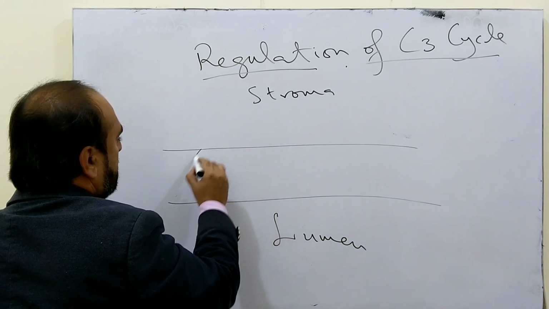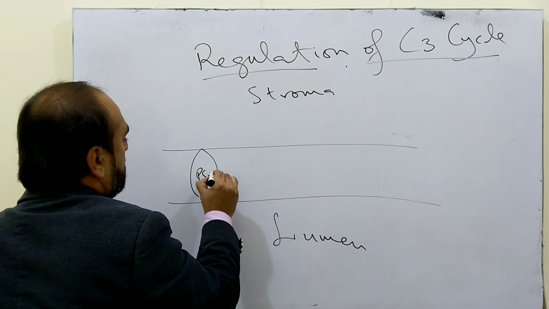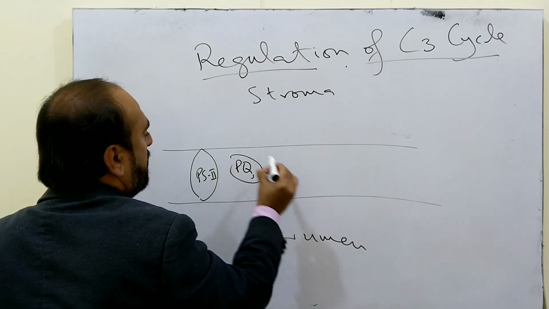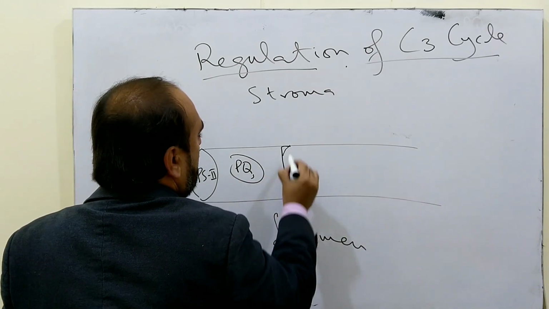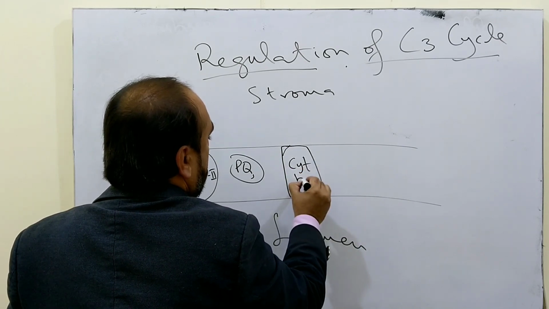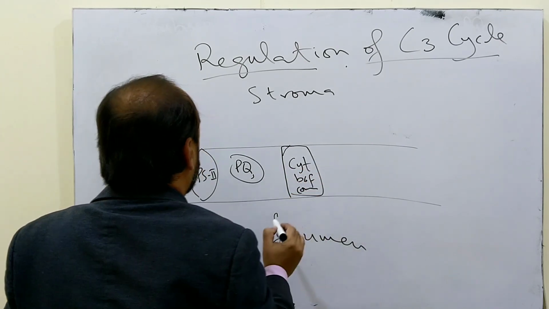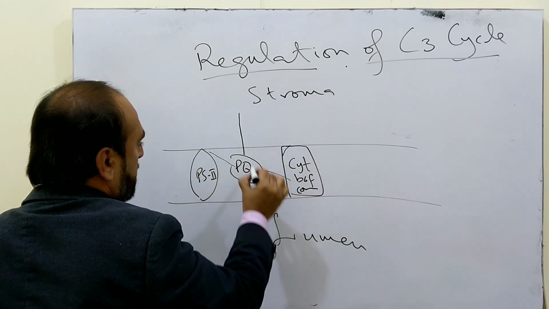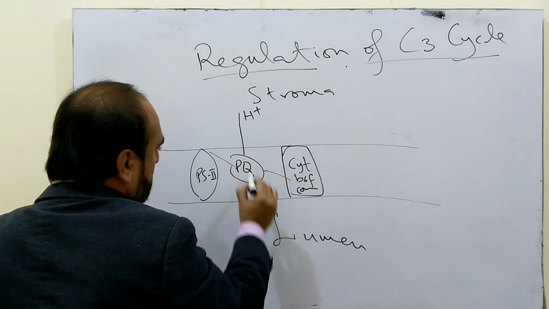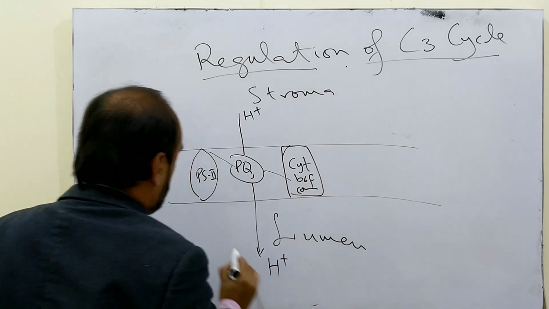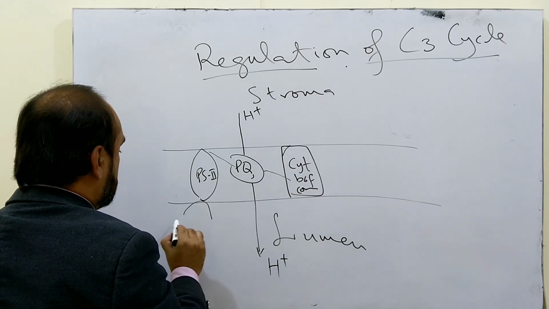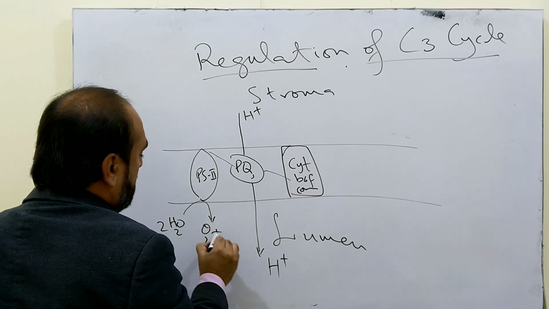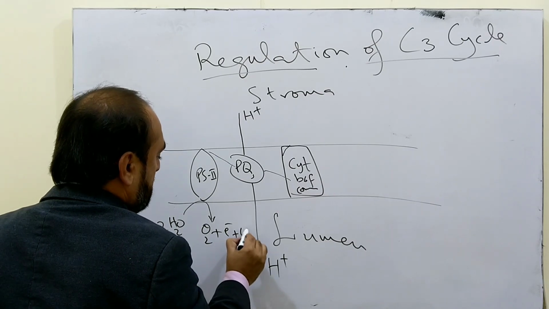We discussed that this is photosystem 2, and here we have plastoquinones, and here we have another complex, the cytochrome b6f complex. So during the electron transport chain, plastoquinones also pump protons from the stroma into the lumen. And here, due to the activity of the oxygen evolving complex, water molecules split into oxygen, electrons and protons.